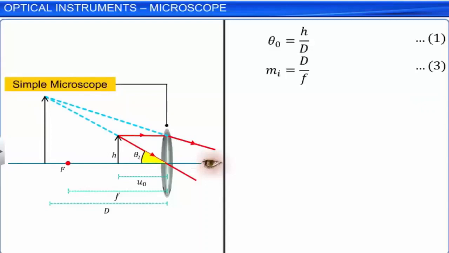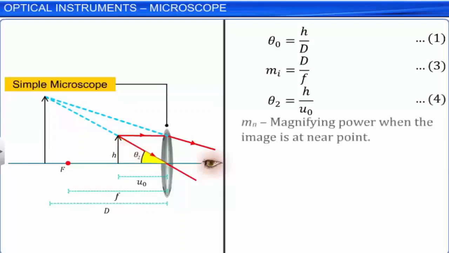If mn is the angular magnification of the simple microscope when the image is formed at the near point, then mn is equal to theta 2 by theta naught. On substituting the values of theta 2 and theta naught from equations 4 and 1, and on further simplification, we get mn is equal to d by u0. Let this be equation 5.